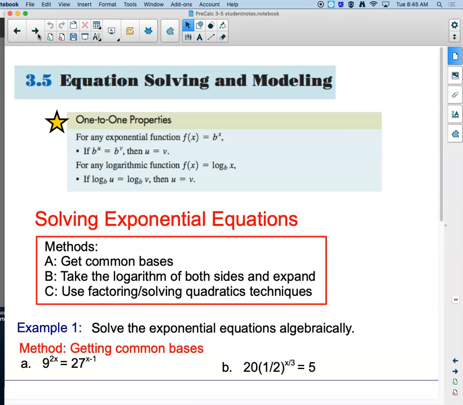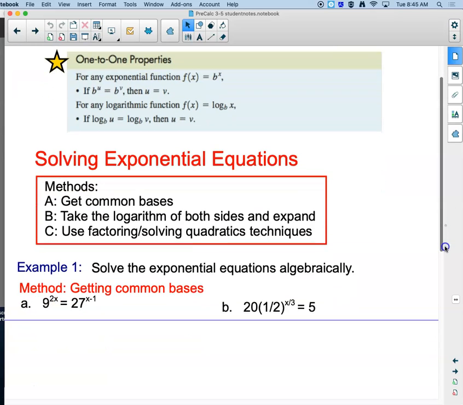So we've got equation solving and modeling, and for any exponential function, if we have this base of b, and we know that b to the u has to equal b to the v, the only way that's going to happen is if u equals v. b is already the same. We need those exponents to match. And for any logarithmic function, if the logarithm base b of u is supposed to equal the logarithm base b of v, well, u has to equal v. That's the only way it works.